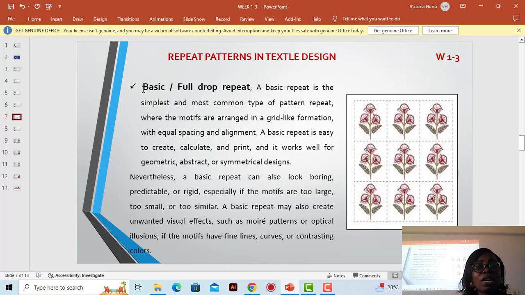So the first one is basic or full drop repeat. The basic repeat is the simplest and most common type of pattern repeat. The motifs are arranged in a grid-like formation with equal spacing and alignment. A basic repeat is easy to create, calculate, and print, and it works well for geometric, abstract, and symmetrical designs.